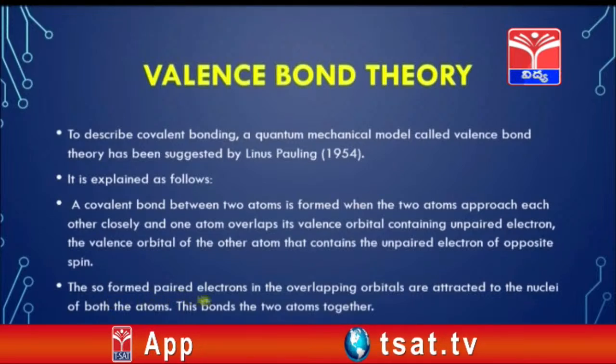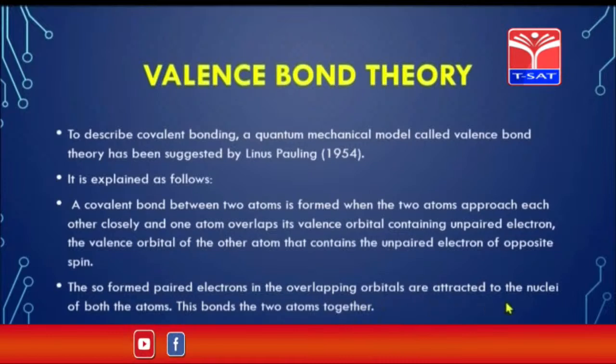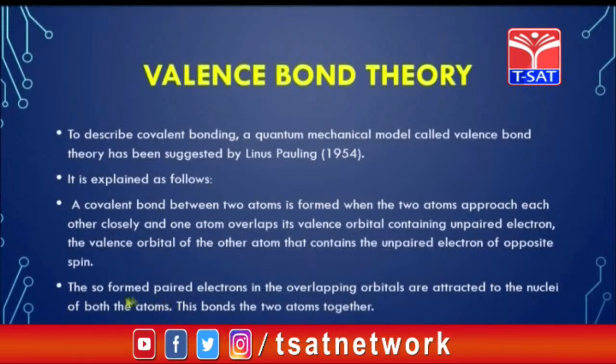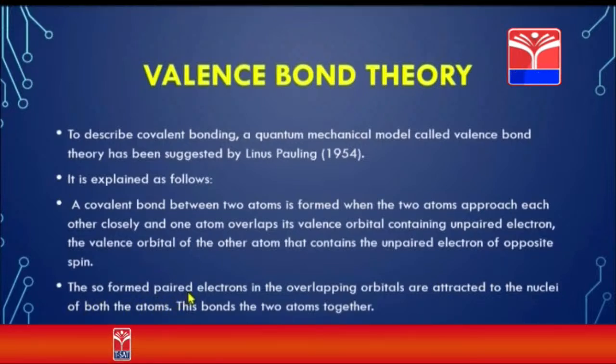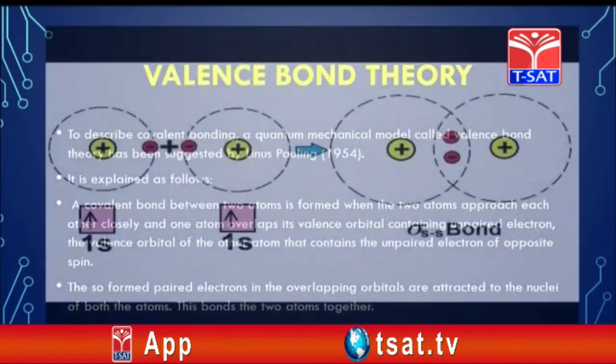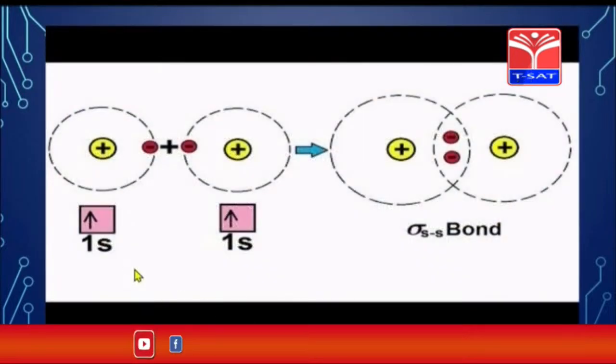The pair of electrons formed due to the overlapping of orbitals is attracted by both the atoms. The nuclei of both atoms attract the shared pair of electrons, and thus a bond is formed between the two atoms. So, let us see one example, children.